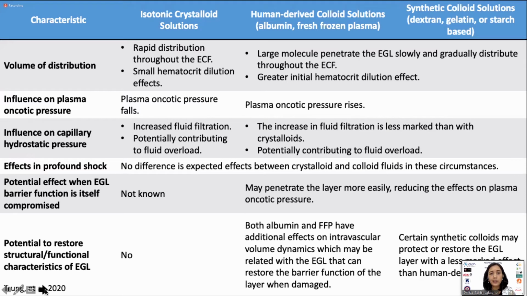For example, isotonic solution distributes rapidly throughout the extracellular fluid and has a small hematocrit dilution effect, compared to a colloid, which has a large molecule that penetrates the endothelial glycocalyx layer slowly but has a greater initial hematocrit dilution effect. Isotonic solution may make plasma oncotic pressure fall, while colloid makes plasma oncotic pressure rise. For both isotonic and colloid solutions, so far there is no difference in expected effect in profound shock. There is no evidence that crystalloid solution has the potential to restore the function of the endothelial glycocalyx layer, but for colloid, both human-derived and synthetic have an effect on intravascular volume dynamics.